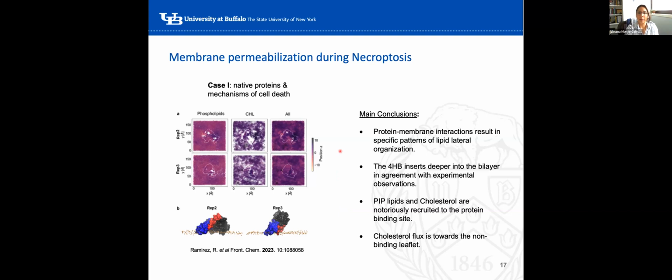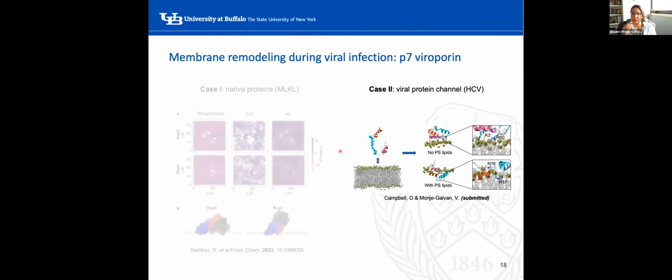This again was a protein that already is present in our cells. And the second case study that I wanted to share with you today in the next few minutes is that of a non-native protein. In this case, it's a viral protein from hepatitis C, and how it interacts with different membrane models. So in this case, what we're trying to understand is the specific relevance of phosphatidylserine lipids in the binding and interactions of this other protein.